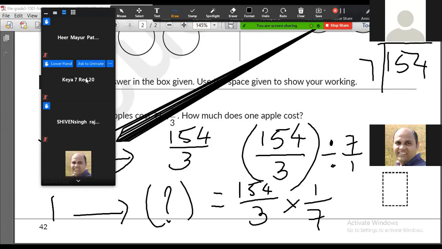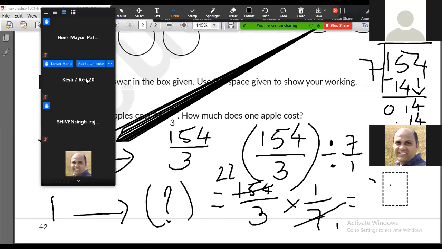154 divided by 7. 7 2s are 14. 15 minus 14 is 1. 1 minus 1 is 0. 4 comes down. Again 7 2s are 14. So 0. So 7 1s are 7. 22 7s are 154. So you have the answer 22 upon 3. So again, you have to convert it into a mixed fraction. So 3 7s are 21 and 1/3. Okay. Right, everyone?